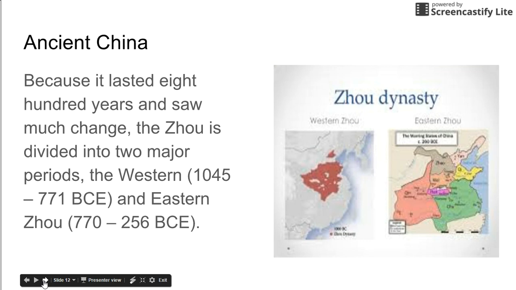Because it lasted 800 years and saw much change, the Zhou is divided into two major periods, the Western and Eastern Zhou. And this map shows you where their boundaries were.